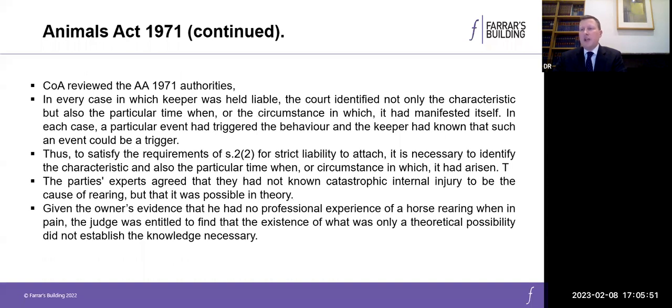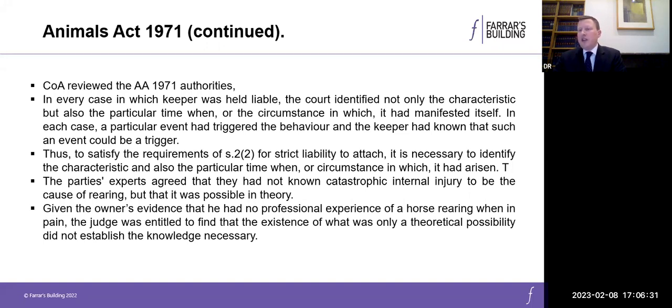And the Court of Appeal surveyed the past cases in which a keeper has been held to be liable, and in each of those cases the court was able to identify that not only had the characteristic been particularly identified, but the particular times or the particular circumstances in which that characteristic behaviour had manifested. And so in each of the cases, a particular event had been identified which had triggered the tortious behaviour, and the keeper had known that such an event could be a trigger.